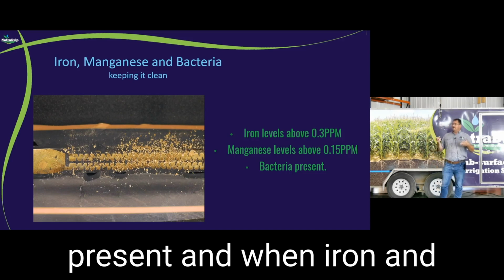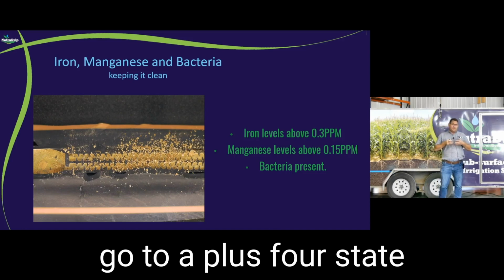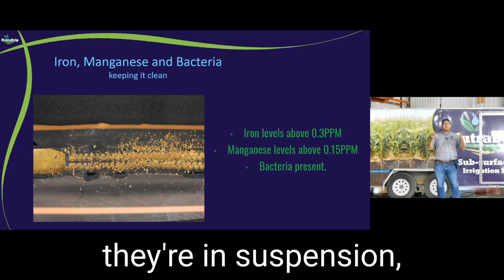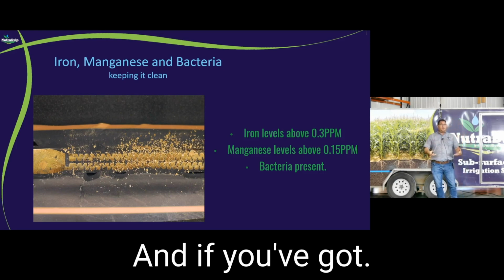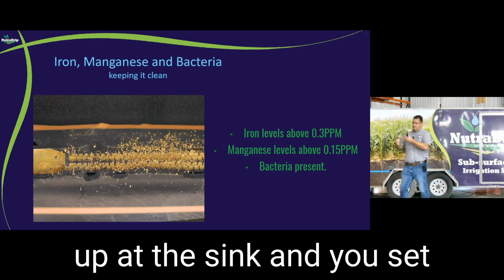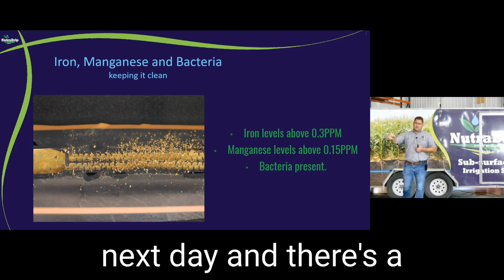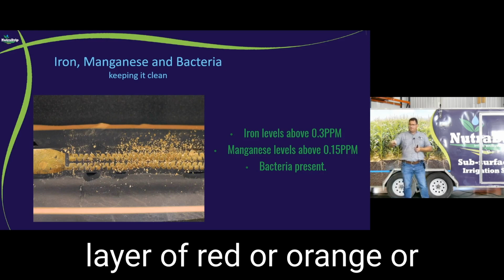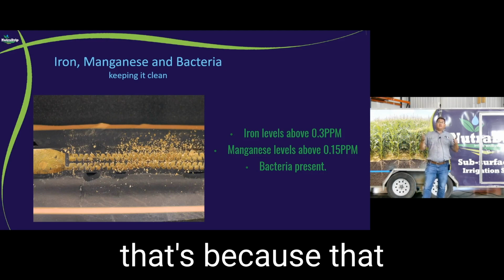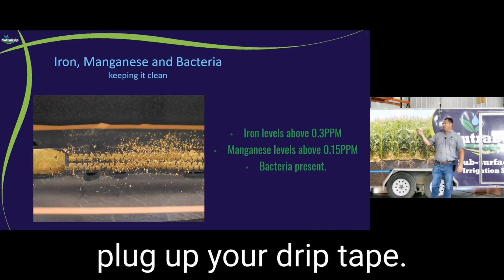And when iron and manganese oxidize, they go to a +4 state, and that causes them to come out of solution and puts them in suspension. And now because they're in suspension, they can just fall out. And if you've got water that when you fill it up at the sink and you set that glass on the counter and you come back a couple hours later or the next day and there's a layer of red or orange or brown stuff in the bottom, that's because that iron and manganese has precipitated. And that's what will plug up your drip tape.